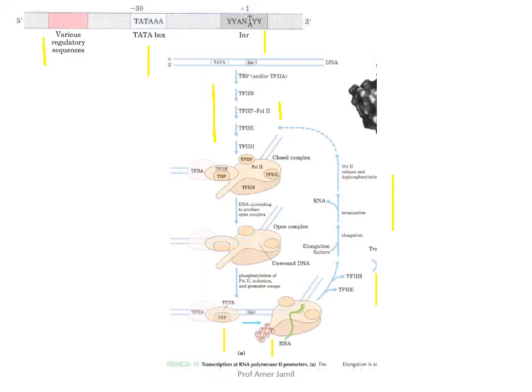But we will see what are the factors that help in binding of these general transcription factors to initiate the transcription at the promoter region?